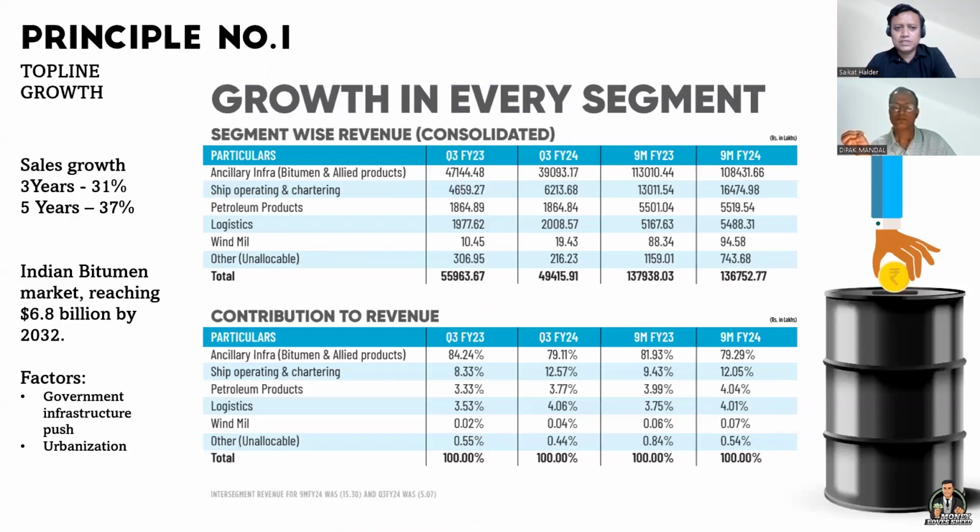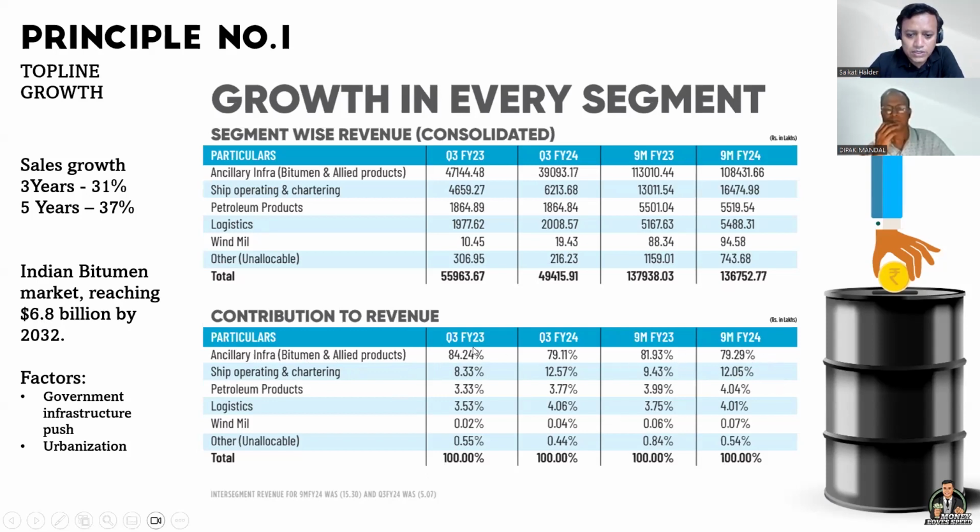Now, our principle number one, which we look at while analyzing a company, as you remember, is top line growth. Yes, Vinod ji, I will come to you. You have raised your question. If you look at the company's last 3 years, the CAGR growth is 31%. This is significant growth. Last 5 years is 37%. The Indian bitumen market is expected to reach 6.8 billion by 2023. The factors are urbanization and the government push to infrastructure. Now, looking at their main segment, 79% of their revenue comes from bitumen and allied products. This is their main business.